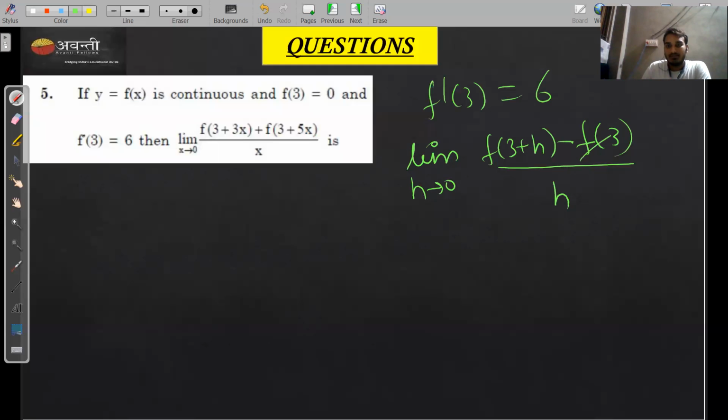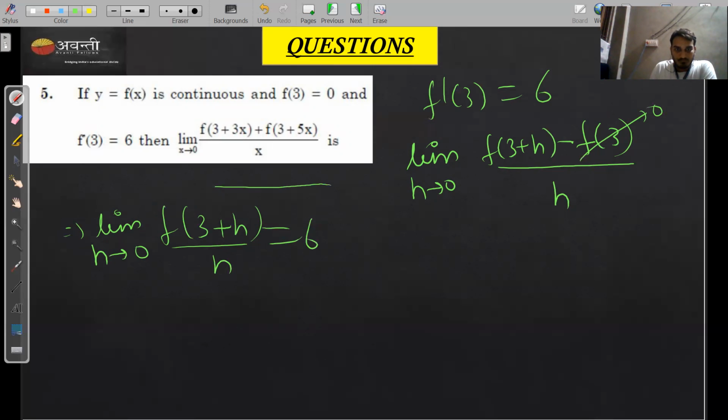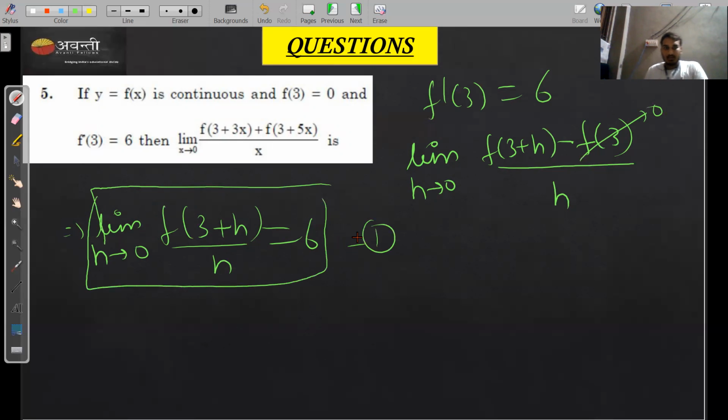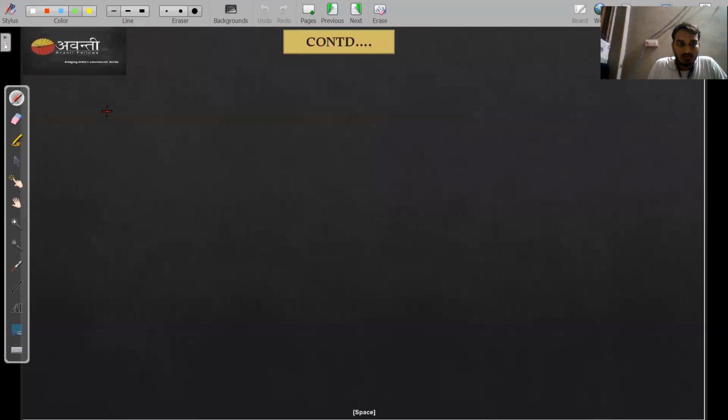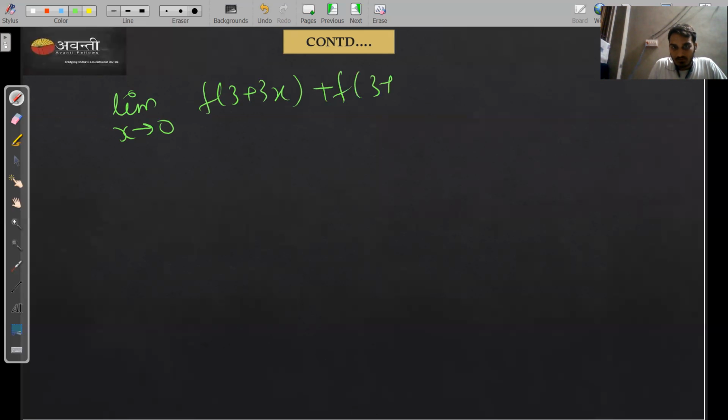Yes or no? But f of 3 is given as 0. So it implies limit h tends to 0, f of 3 plus h by h is 6. Okay, so I have this equation now with me. Let's call this equation A. What is given to me is f of 3 plus 3x plus f of 3 plus 5x by x. We have to find the limit of this expression at x equal to 0.